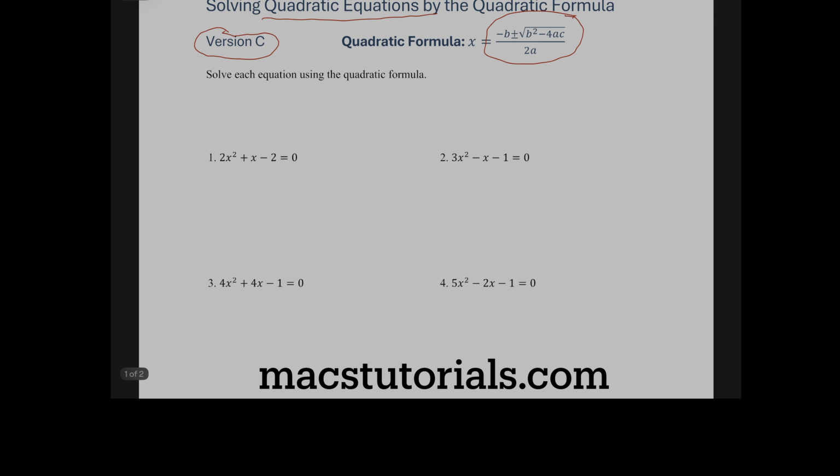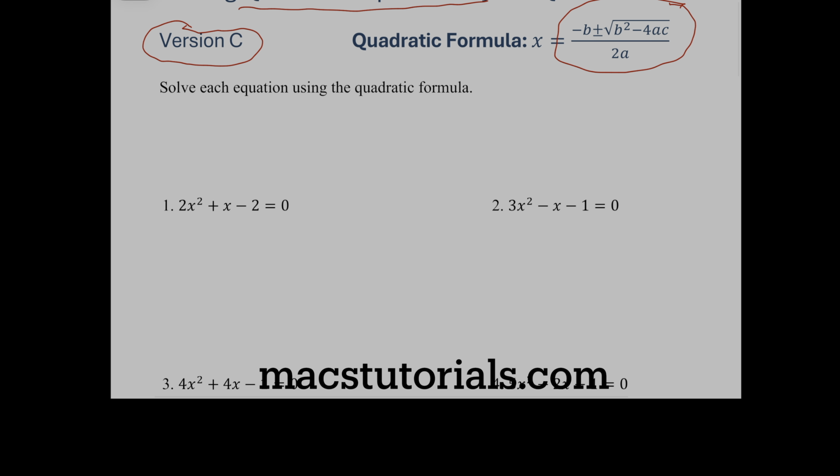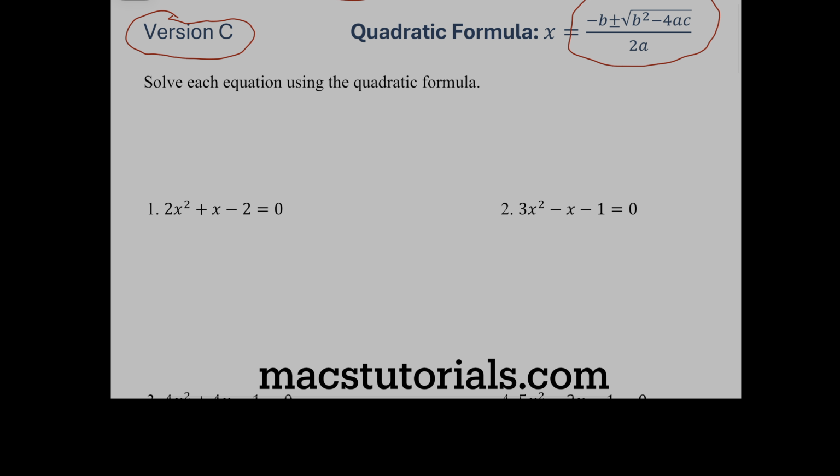All right, let's go ahead and get to work. I'm going to assume that you've seen the other videos. I'm going to leave the formula up here for the first couple, and then we're just going to keep moving on. So right here, my A is going to be 2, my B is going to be 1, and my C is going to be negative 2.